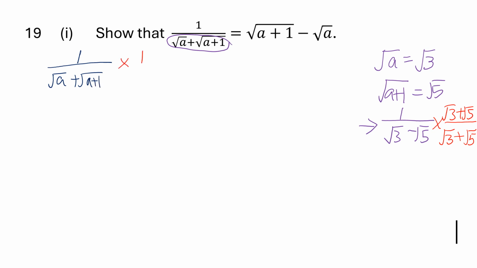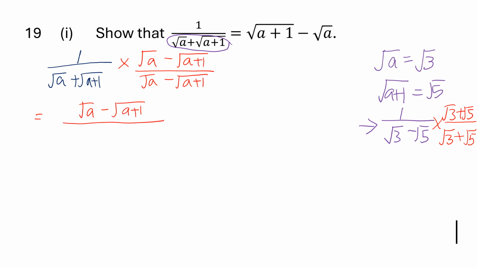which will be square root a minus square root a plus 1 over square root a minus square root a plus 1. That will give us square root a minus square root a plus 1 at the numerator, because you're just multiplying by 1. Then for the denominator, you will need to use your algebraic identities.